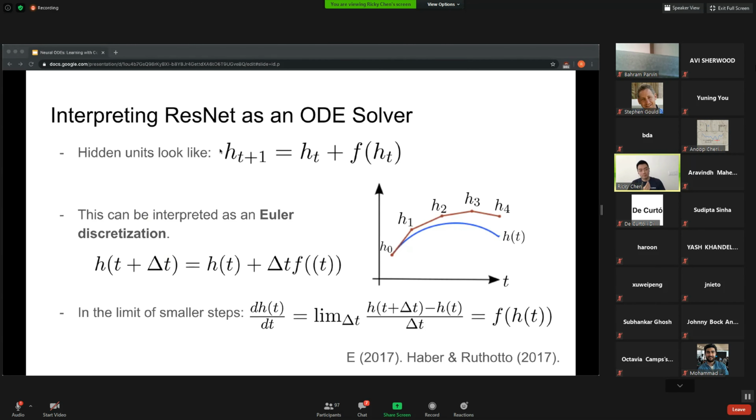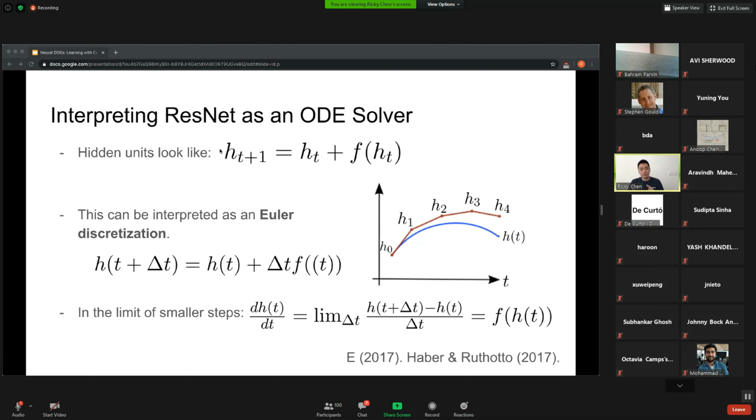So there's this often mentioned connection between residual networks and ODE solutions. There were early works by E and Haber and Ruthotto discussing the use of concepts from dynamical systems and applying them to improve residual networks.